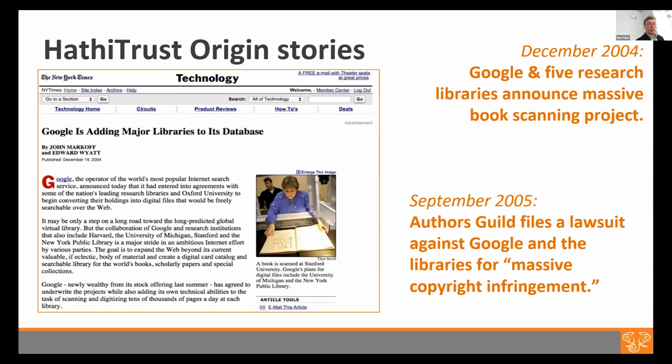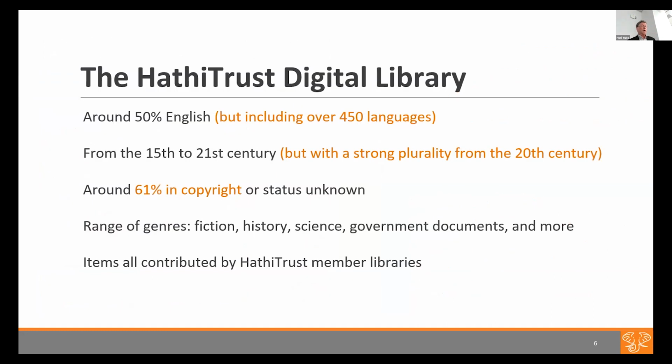There was also a very famous lawsuit that the Authors Guild, the publishers, made against Google and the HathiTrust, which came out in favor of what we did, in favor of the HathiTrust, in favor of Google Books. So that was good. The digital library is only about 50% English, which I even find surprising, given that it is mostly American and some Canadian universities. It includes over 450 different languages. It spans from about the 15th century through to the 21st century, with the bulk of the books in the 20th century.